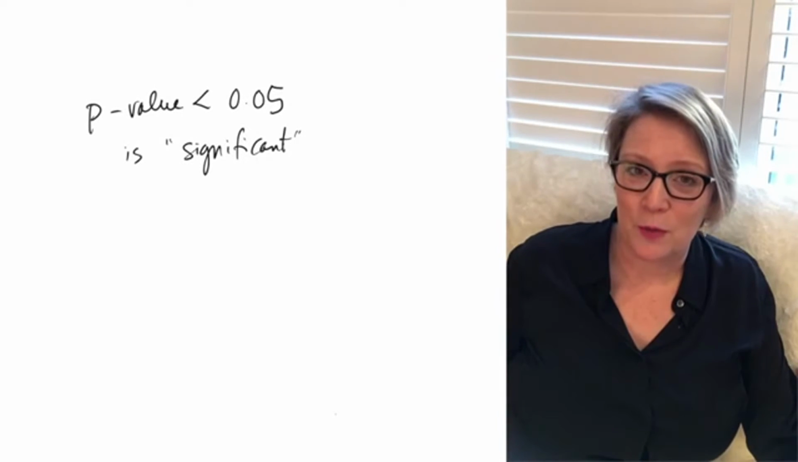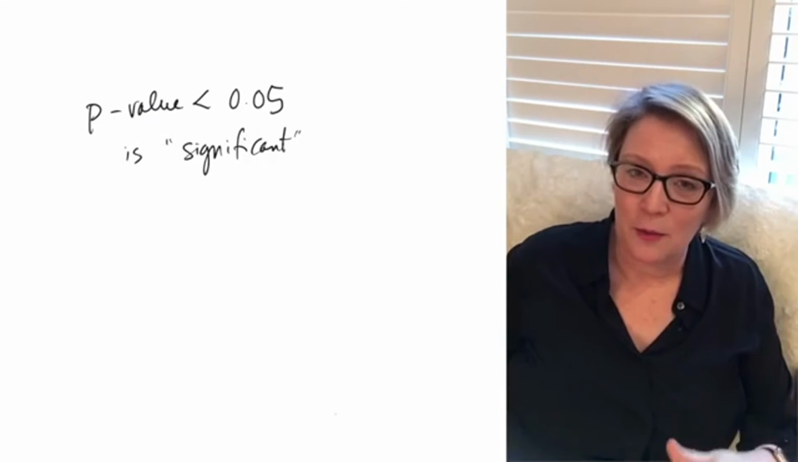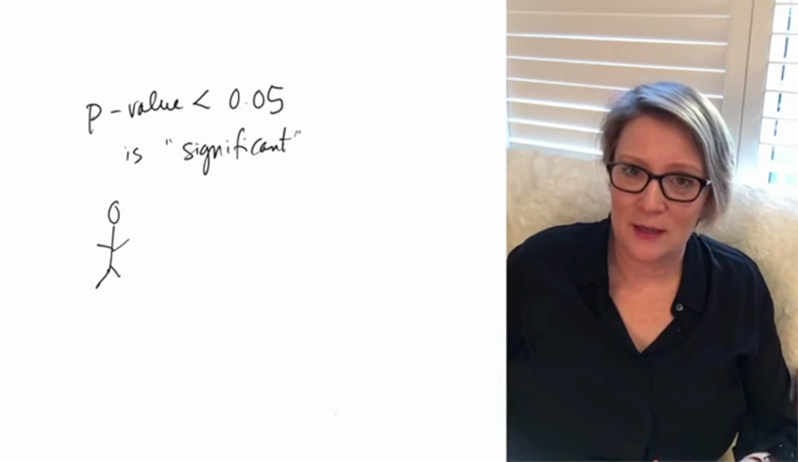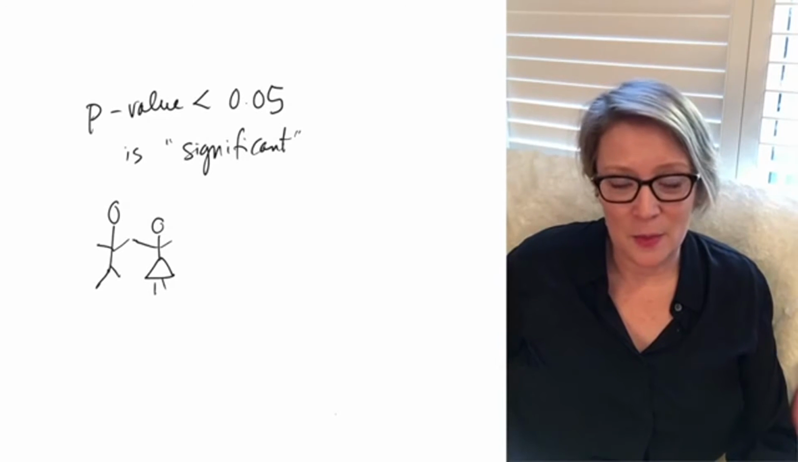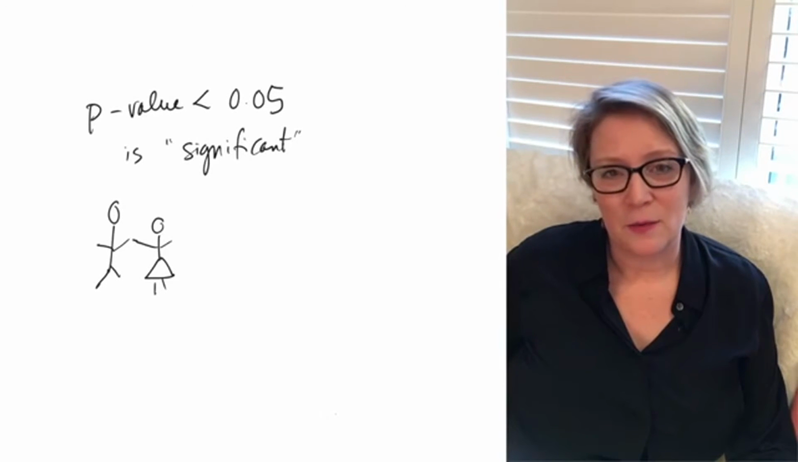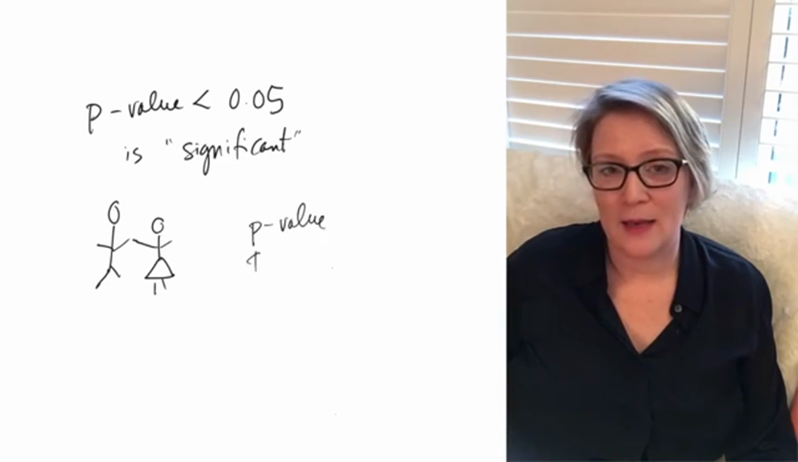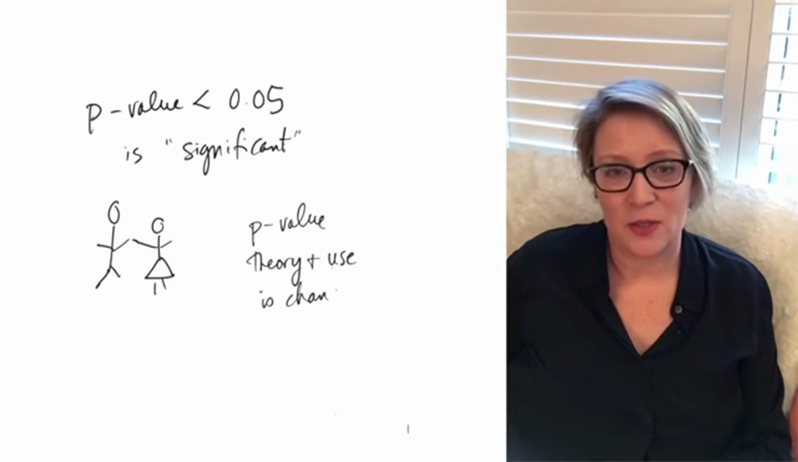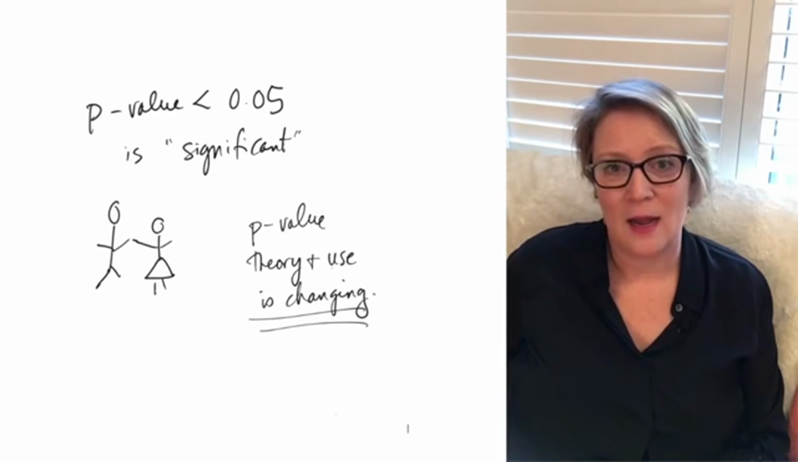Some people prefer to use 0.01. That's a stricter threshold for statistical significance. A typical piece of research would use 0.05. However, what is typical and researchers' relationship to p-value is changing quite a lot. For the purposes of this course, we'll count 0.05 and lower as a significant p-value.